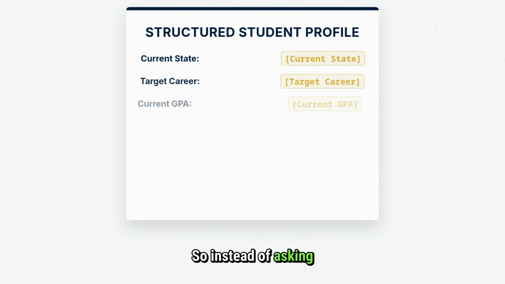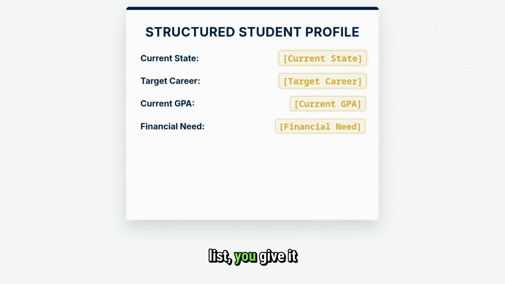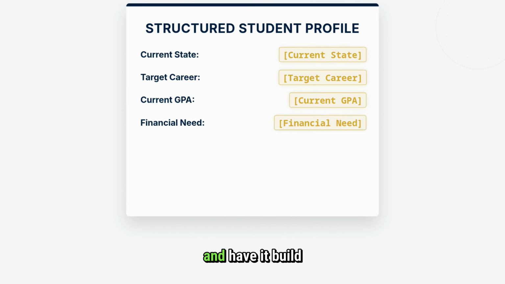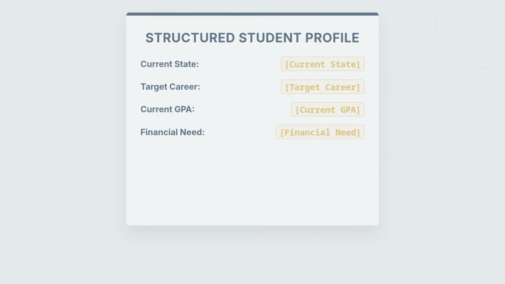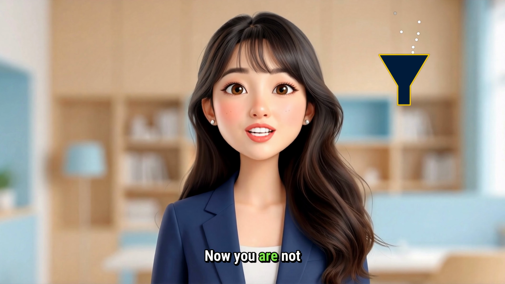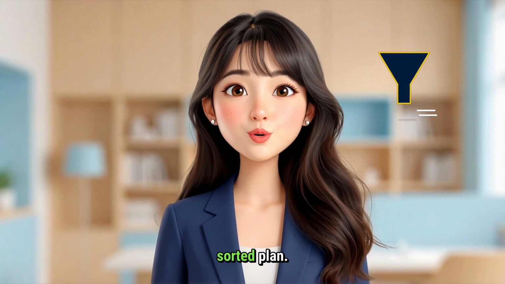So instead of asking ChatGPT for a giant list, you give it a structured student profile and have it build a small, useful dashboard. That changes everything. Now you are not just collecting links, you are getting a sorted plan.